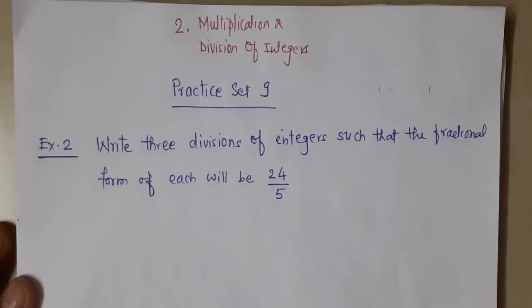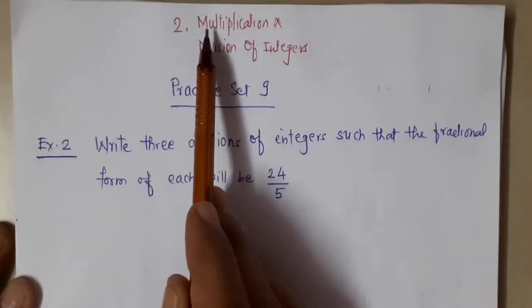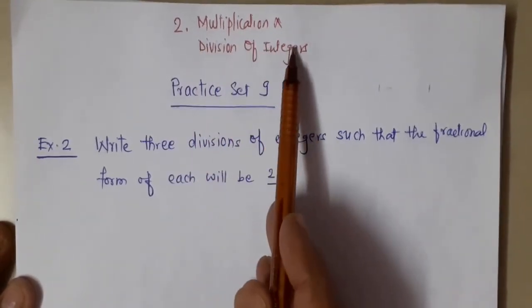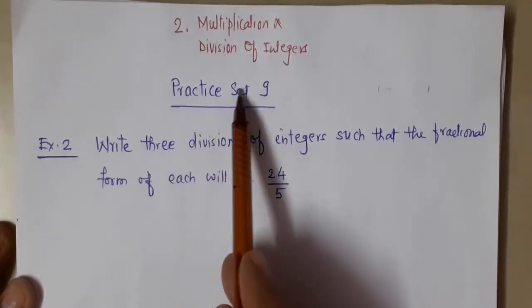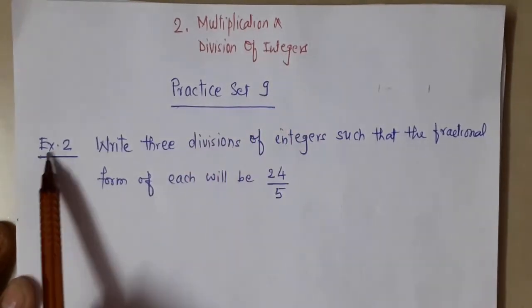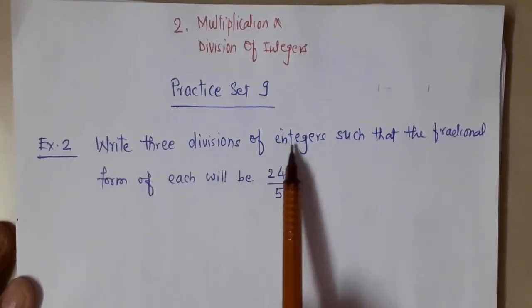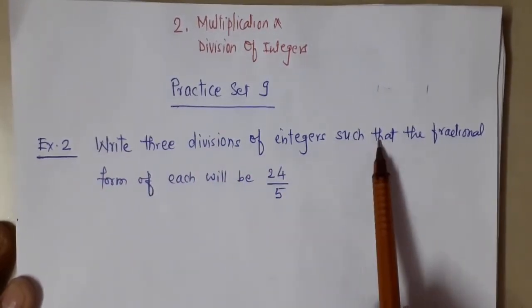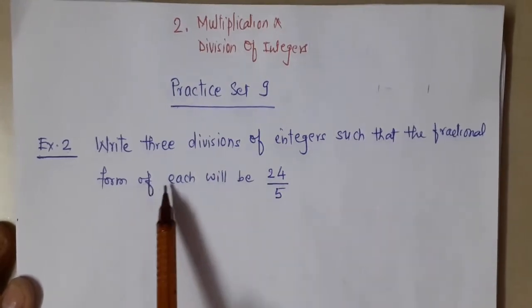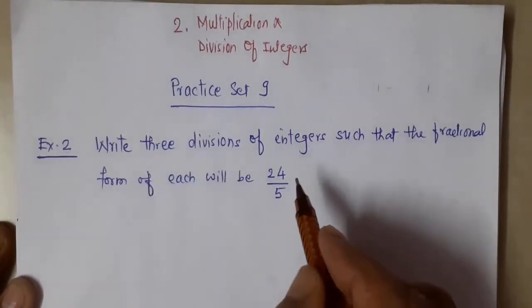We are seeing the standard 7th math, chapter 2, multiplication and division of integers. Practice set 9, Example 2. Write three divisions of integers such that the fractional form of each will be 24 by 5.